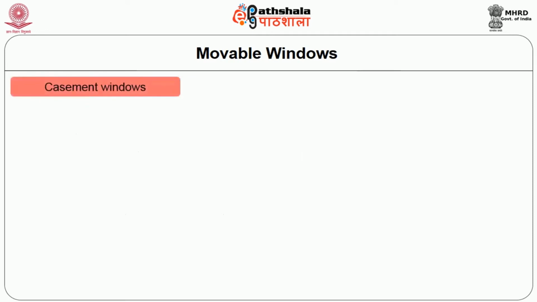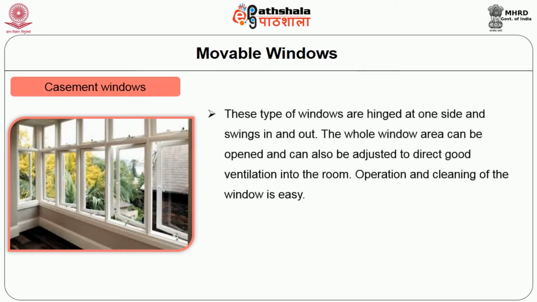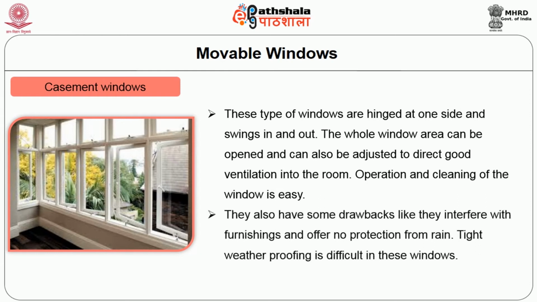What are casement windows? This type of window is hinged at one side and swings in and out, and the whole window area can be opened and can also be adjusted to direct good ventilation to the room. Operation and cleaning of these windows are easy. They also have some drawbacks: they interfere with the furnishings and offer no protection from rain. Tight weatherproofing is difficult in these windows.